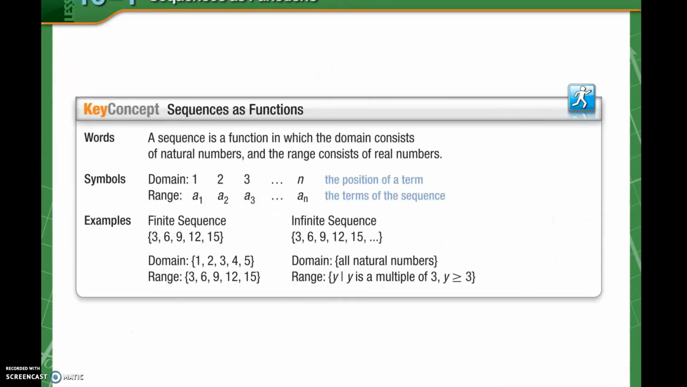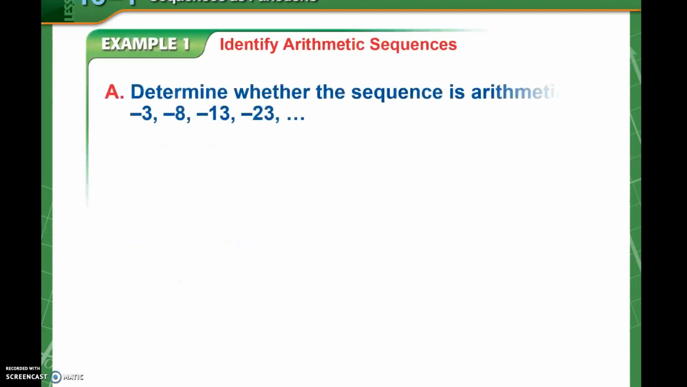So here we describe sequences. The sequence domain is the natural numbers 1, 2, 3. So the first term in the sequence is 1. If I was looking at the ordered pair, it'd be 1, 3. Second term is 6, 9, 12. And notice this is finite because it ends. This is infinite because it continues.